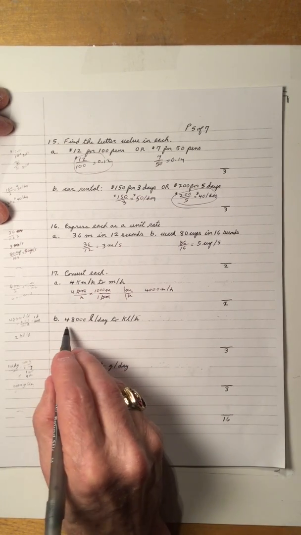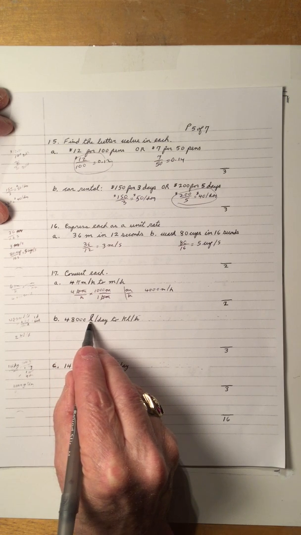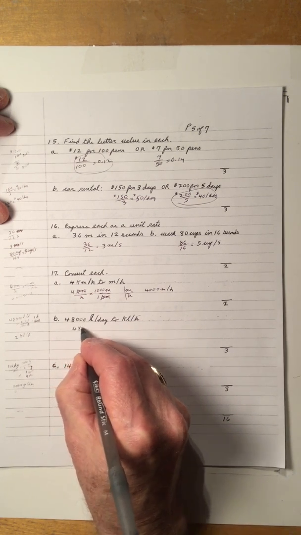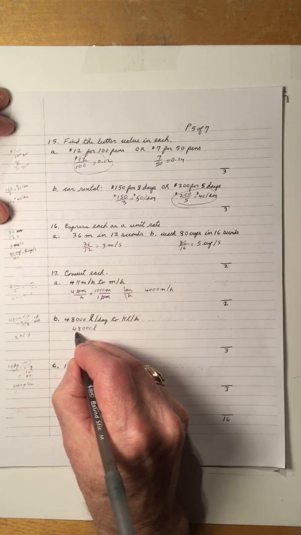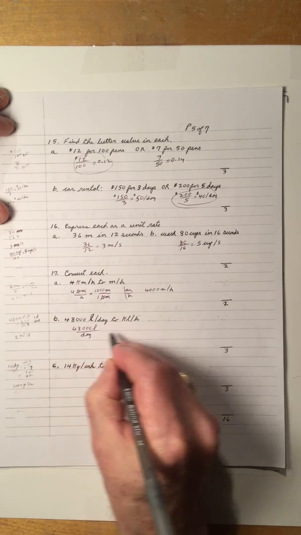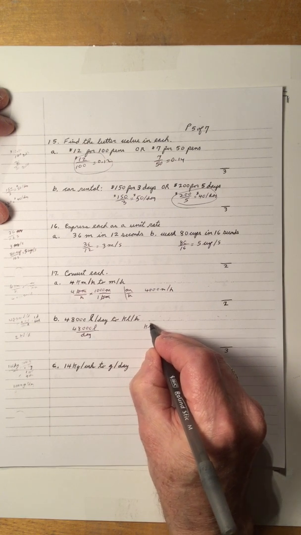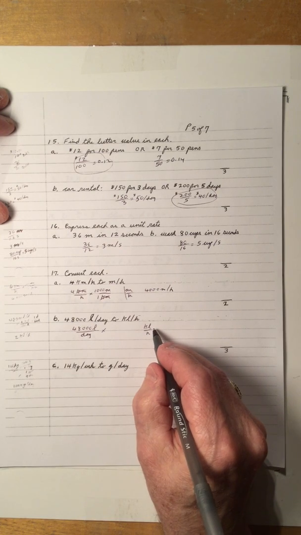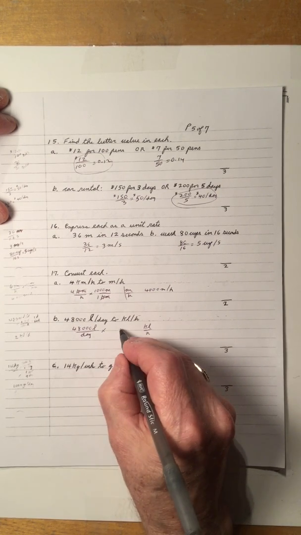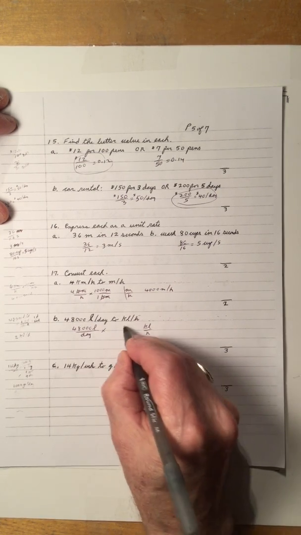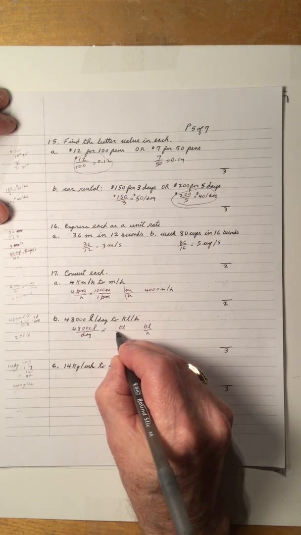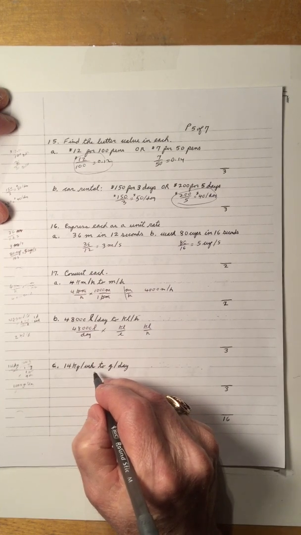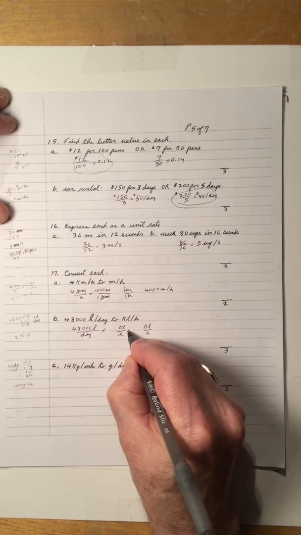B, 48,000 liters a day going to kiloliters per hour. So we have 48,000 liters per day, and I need to change it to kiloliters per hour. So what am I going to multiply by? Notice I have kiloliters, so kiloliters has to be on top. That means I must put liters on the bottom, because liters have to cancel to get the kiloliters. And I need it per hour.